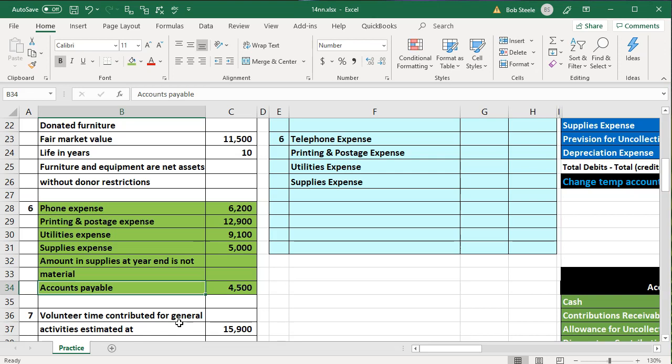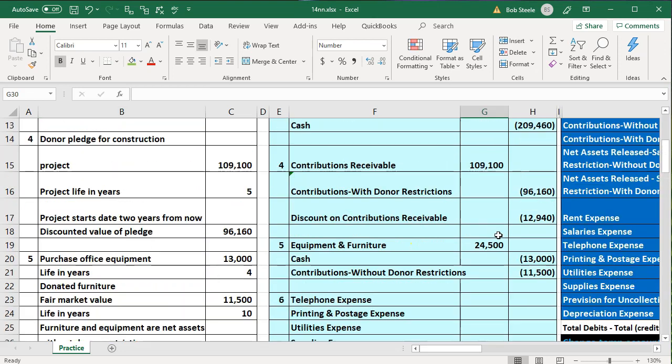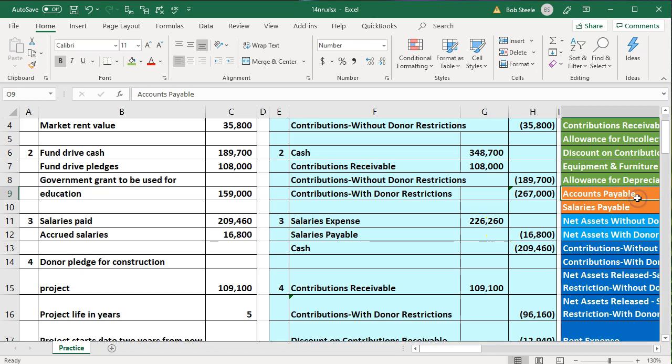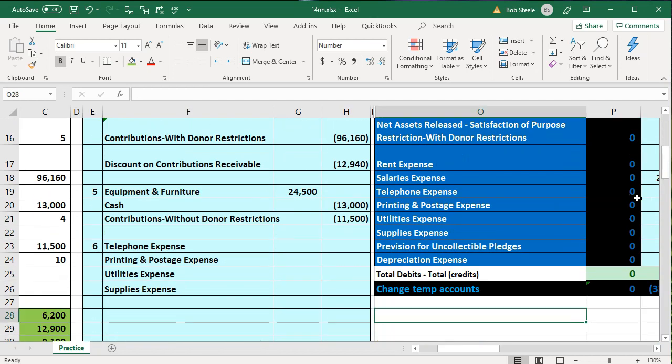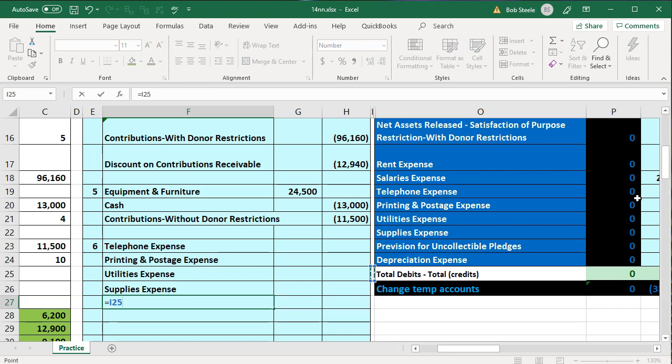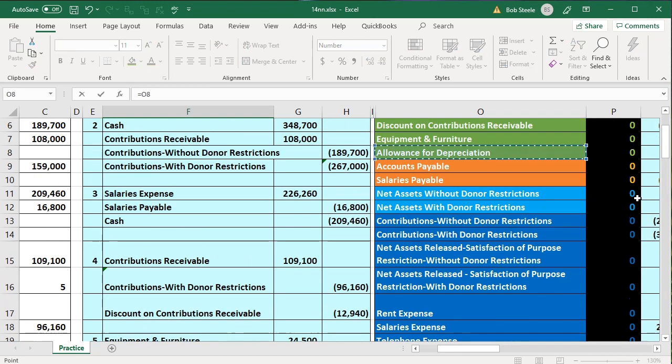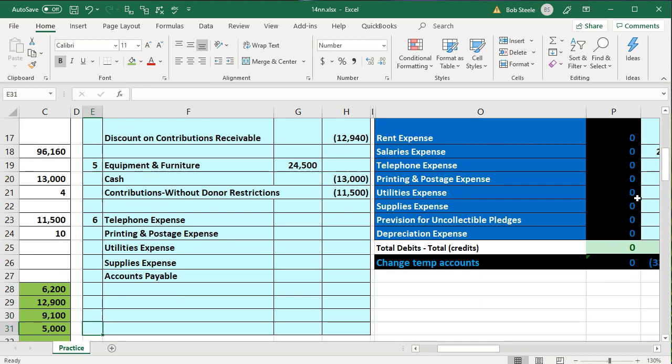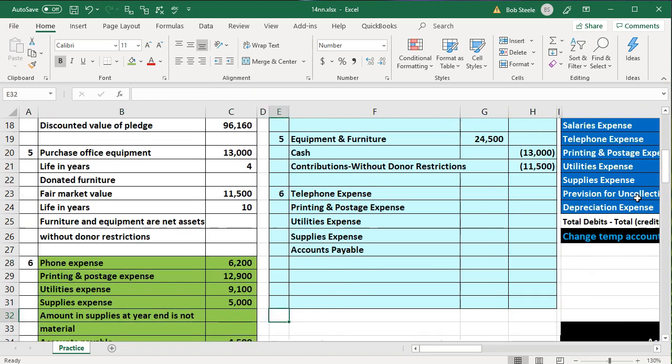And then we've got the accounts payable. We're going to say that the accounts payable at year end is the 4,500. So 4,500, there's nothing in it now. So we're just going to credit that 4,500, because some of these were going to be purchased on account, right? Okay, so let's record this.